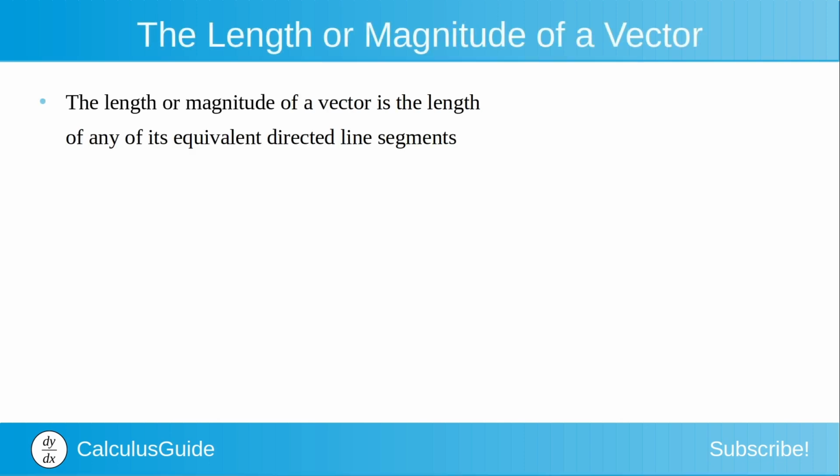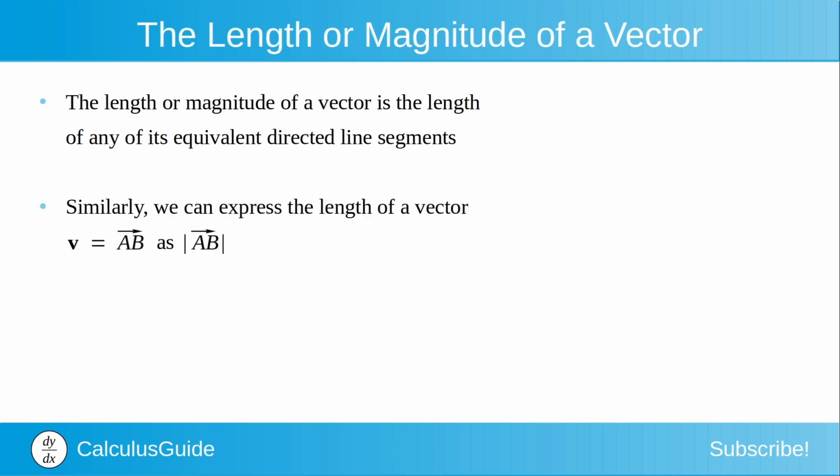The length or magnitude of a vector is the length of any of its equivalent directed line segments. The notation for the length of a vector V is V between a pair of vertical bars. We can also represent the length of a vector V as V between two pairs of vertical bars. In this video, I'll be using a single pair of vertical bars. Similarly, we can express the length of a vector V equals AB as AB between a pair of vertical bars.